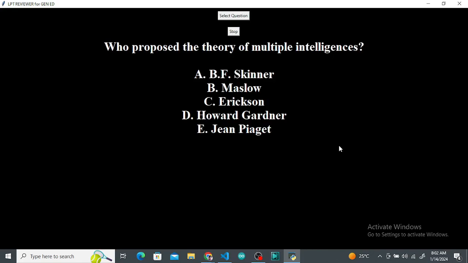Who proposed the theory of multiple intelligences? A. B.F. Skinner. B. Maslow. C. Erikson. D. Howard Gardner. E. Jean Piaget. The correct answer is Howard Gardner.